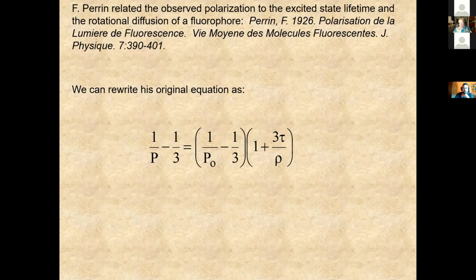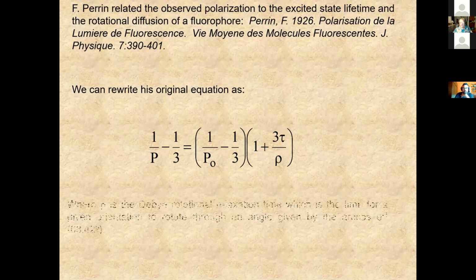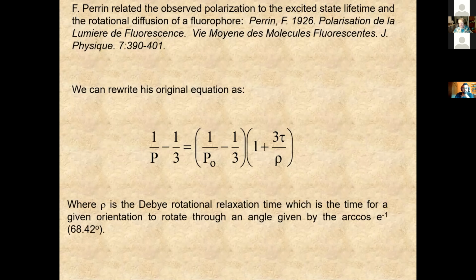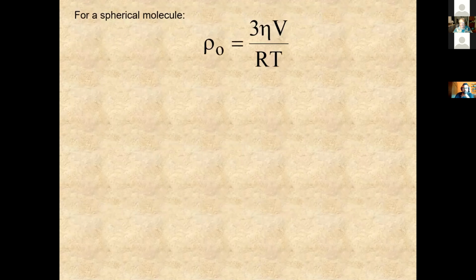The longer the lifetime, the more time it has to rotate before emission, and the birotational relaxation time, rho, which is the time for a given orientation of a molecule to rotate through an angle given by the arc cosine of 1 over e, 68.42 degrees. Now, if we have a spherical molecule, rho 0 would be equal to 3 eta, the viscosity, V the molar volume, over gas constant times temperature.